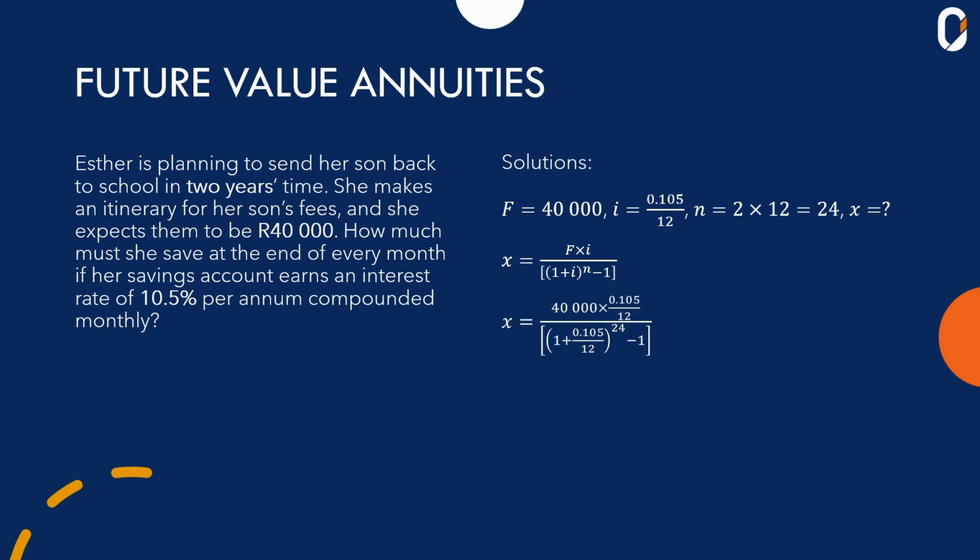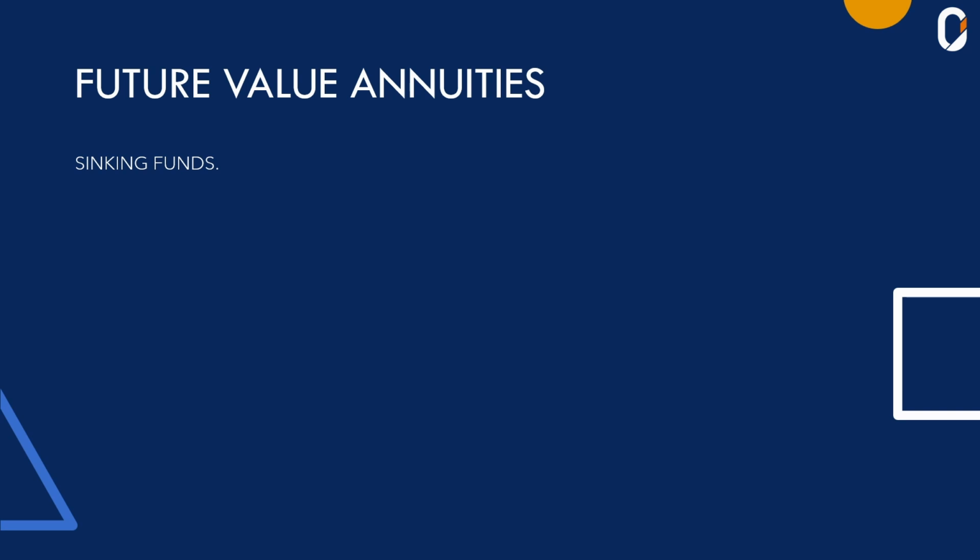And substituting my values into this formula, now I'll have 40,000 multiplied by 0.105, all divided by 12, all divided by (1 plus 0.105 divided by 12) to the power of 24 minus 1. And that will give me a value of 1,505.04 cents. And hence she must make regular deposits of 1,505.04 cents each month.